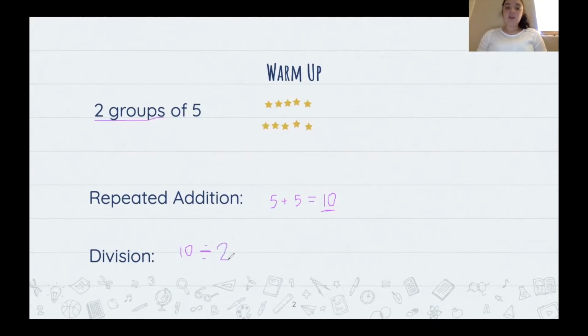10 stars divided by 2 groups equals what? Now what we're trying to find is how many stars are in each group. So we had 10 stars total. We divided them into 2 groups, so we're going to have a total of 5 stars in each group. We have our array to help us out with that. We have 1 group of 5 here, a second group of 5 here, and we have 10 stars total. So if you need to double check your answer, always look back to your array.